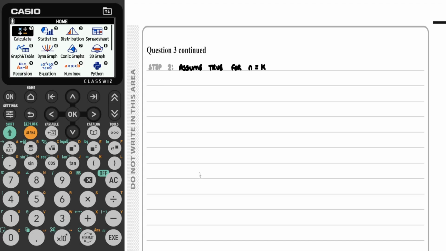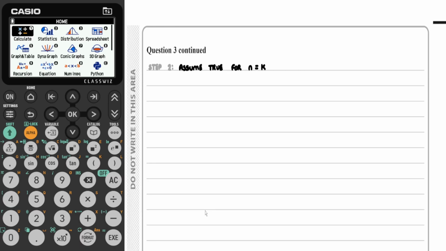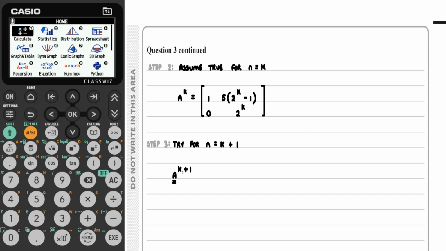The next step is to assume that the result is true for n equals k. Here we would have to replace the n with k, meaning A to the k is equal to [[1, 5 times 2 to the k subtract 1], [0, 2 to the k]]. The third step is to try for n equals k plus 1. So we have A to the k plus 1, and this is what we need to work out.